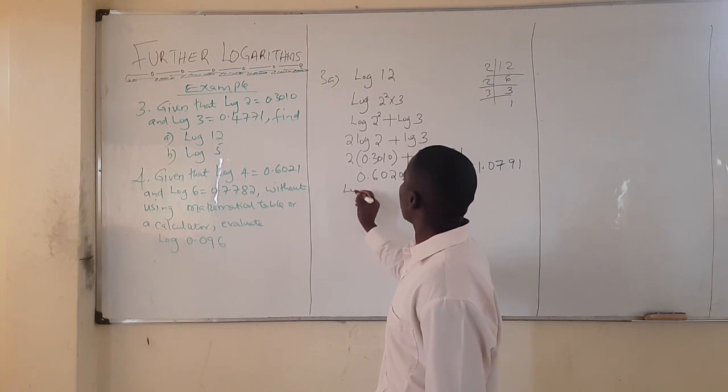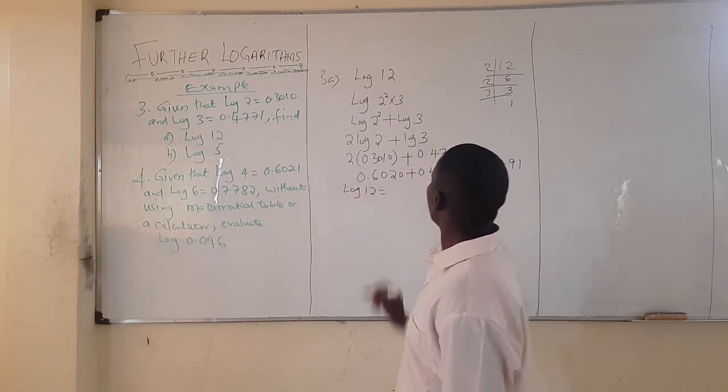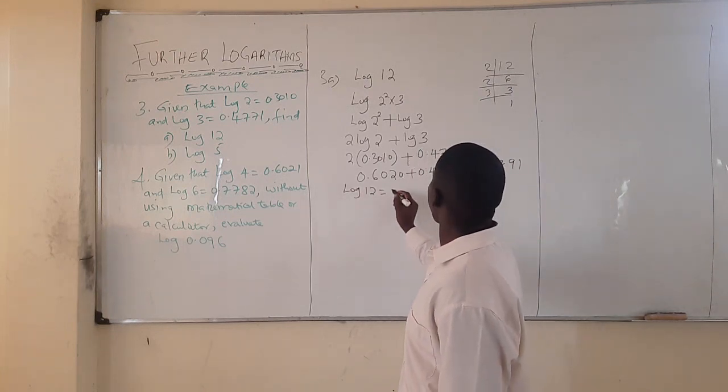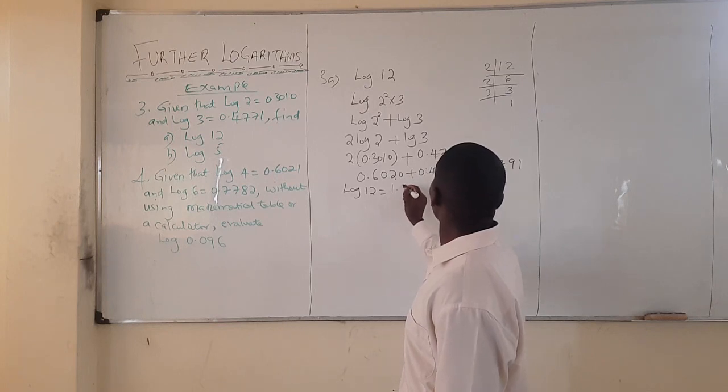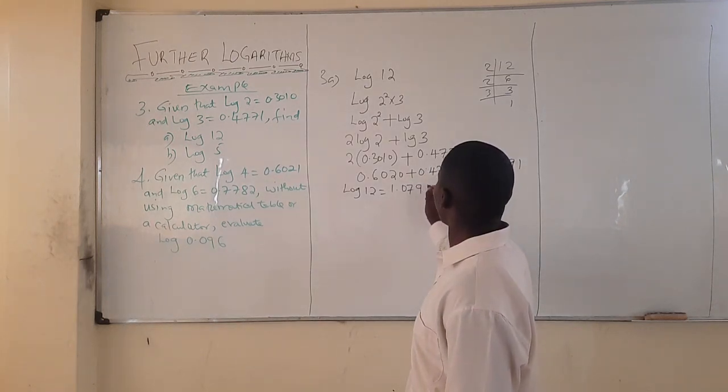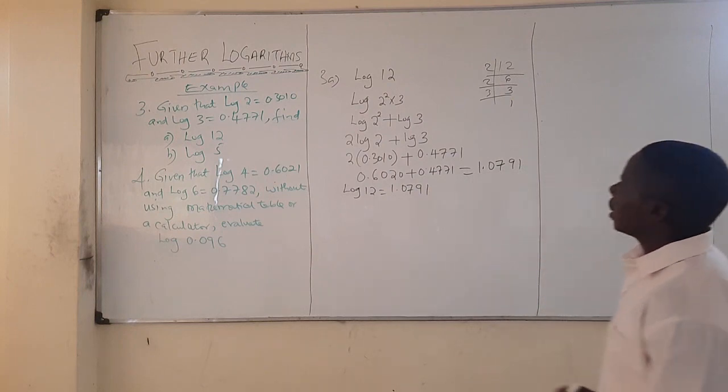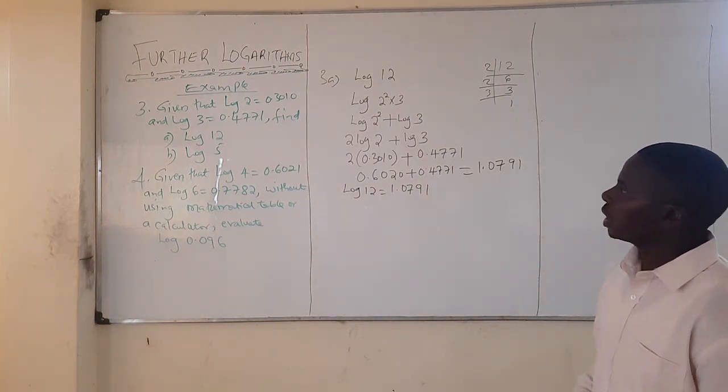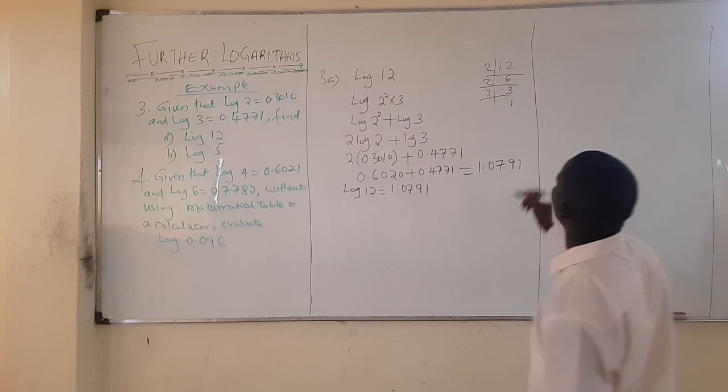So in other words, the log of 12 should be given by 1.0791. Then look at number B, the log of 5.